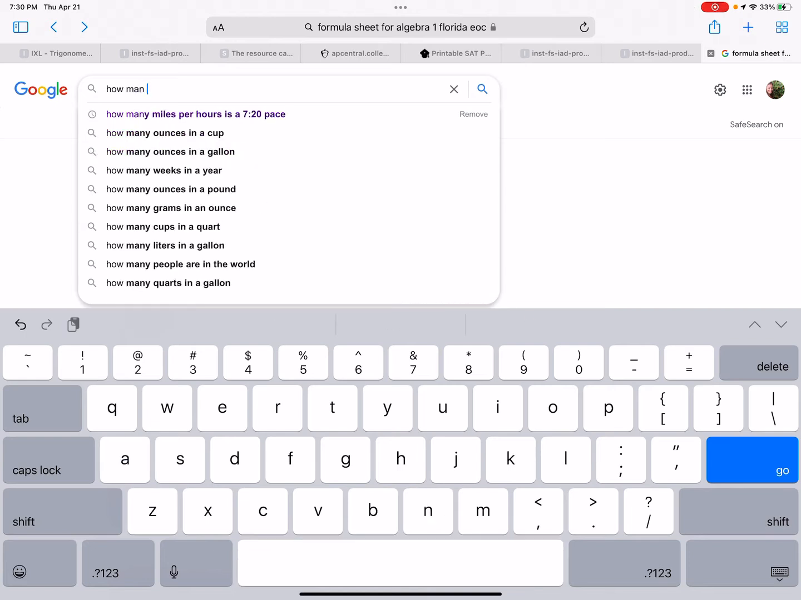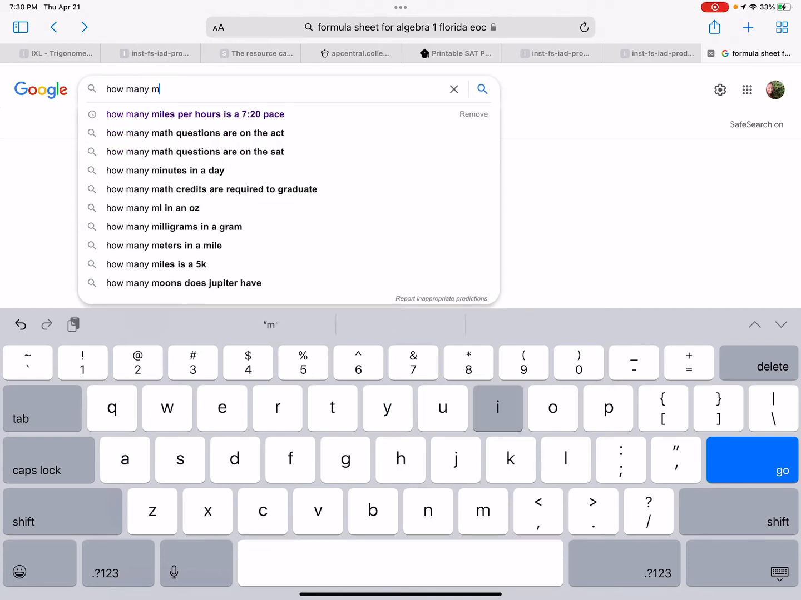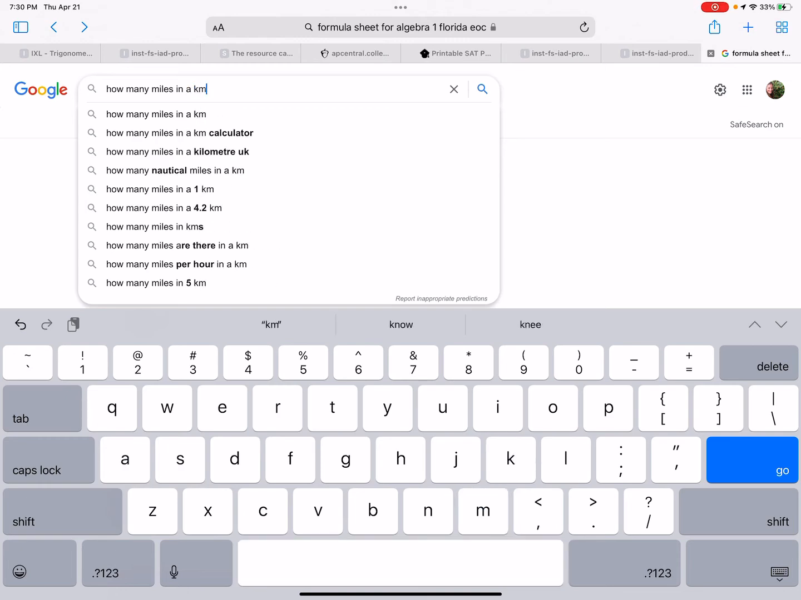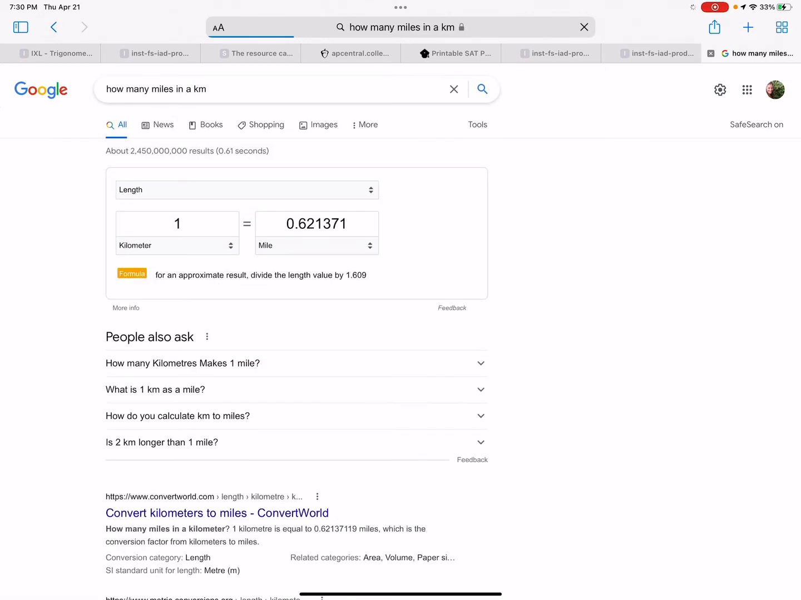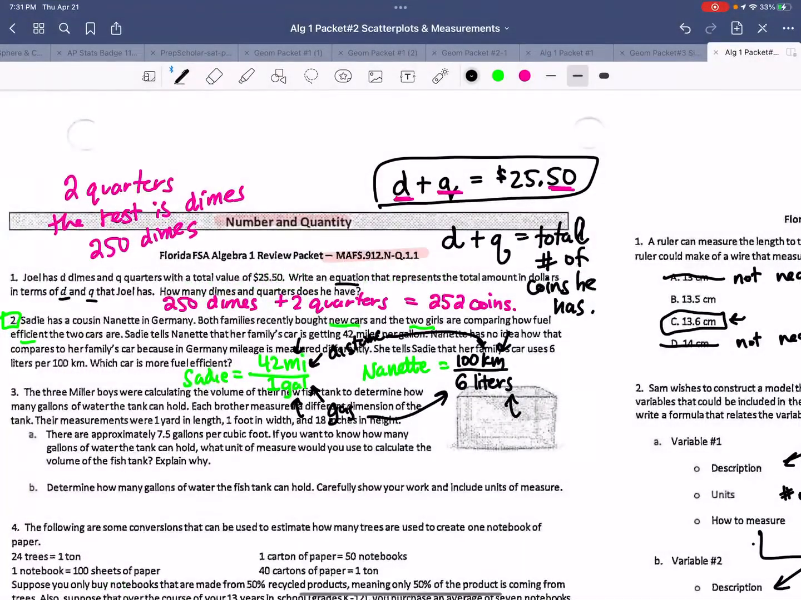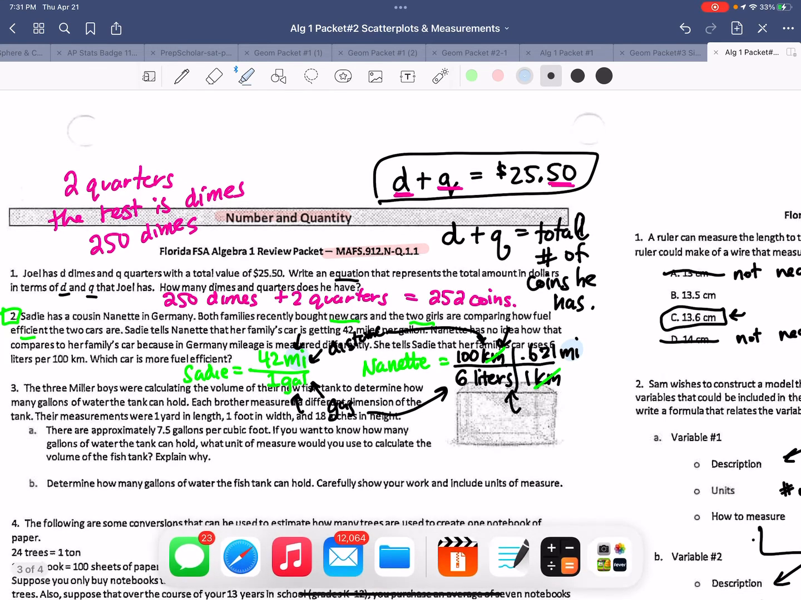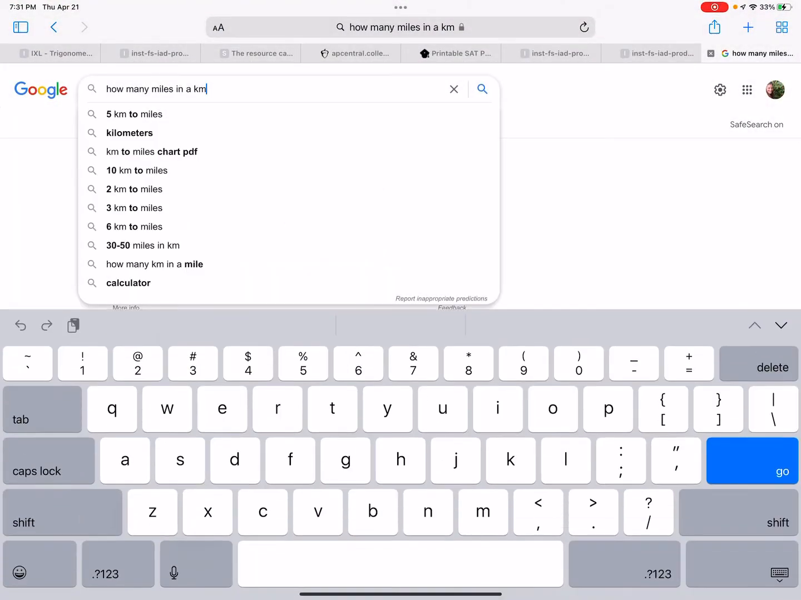How many miles in a kilometer? Okay, so 1 kilometer is 0.621 miles. So this is nice because kilometers will cancel, and now I do have miles, so now I can compare. Now let's Google how many liters in a gallon. Okay, so they would have to provide this, but we can Google this.